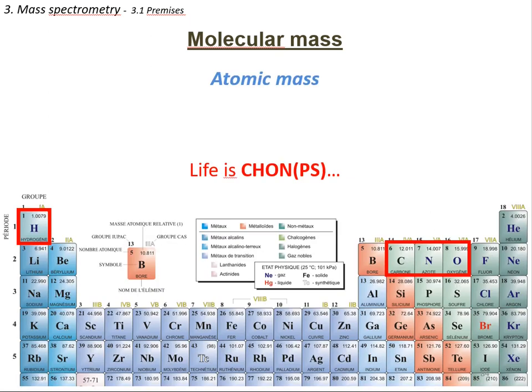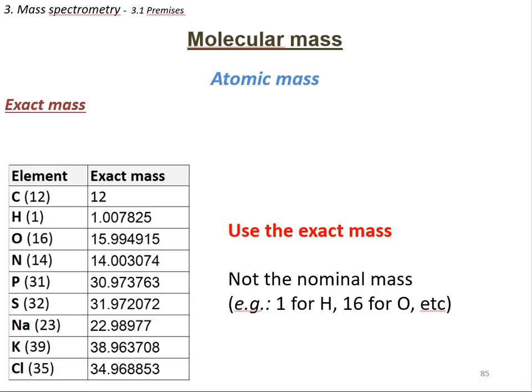So let's go into the Mendeleev table. Most biological molecules will be composed of carbon, hydrogen, oxygen, nitrogen, and maybe sometimes phosphorus and sulfur. So life is CHNOPS, basically. So you can find the mass of the atom, the exact mass. And this is the first important thing, understanding the atomic exact mass. By convention, the exact mass of carbon is 12. But the mass of the other atoms has some decimals somehow.